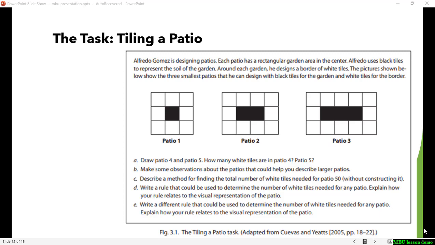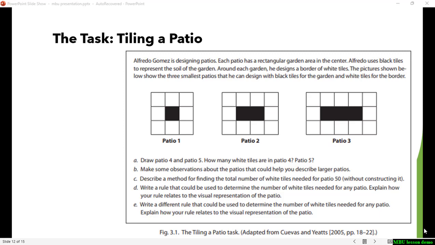Most students, sometimes with some teacher help, can get access and figure out a way to figure out what's going on. Okay? So for this one, there's this tile patio, and it's got the black part in here. According to the directions, it represents soil in the garden. A lot of kids interpret that as being a black tile, not soil in the garden. But they need to figure out how many white tiles, what the pattern is, as it gets larger, what's happening.